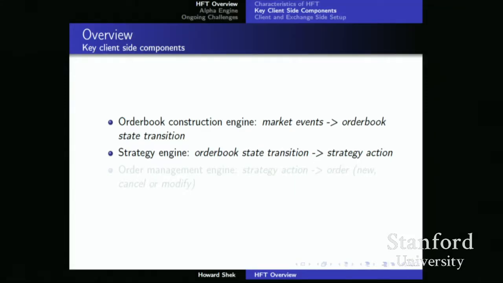The second component is what's called a strategy engine. What a strategy engine does is it takes the order book from the construction engine, and based on the transition of that order book, it will make trading decisions. So for example, based on the transition of the order book, your strategy might think, well, based on the history of the transition, I think the next tick, or within the next millisecond, the price is going to go up. So the engine would look at the inventory of what you're currently holding, and it will probably send out a buy order.